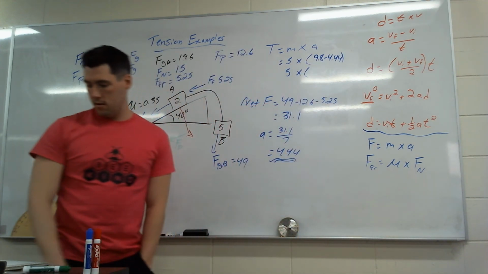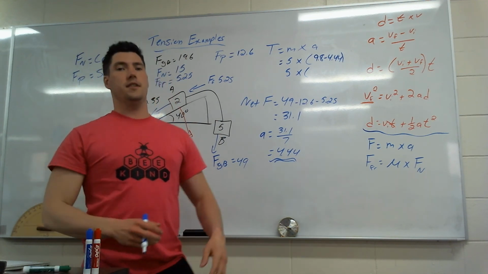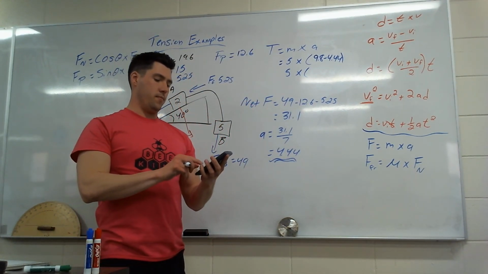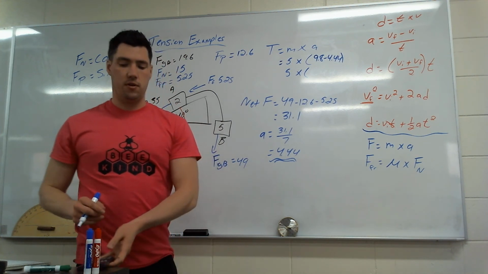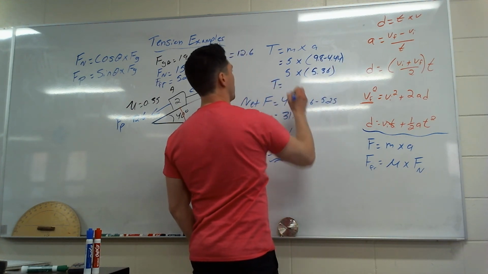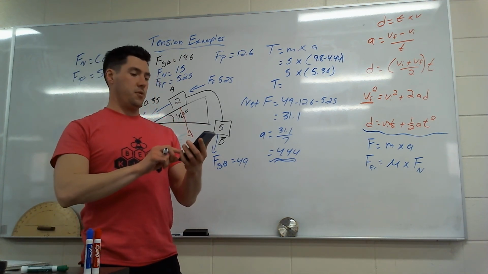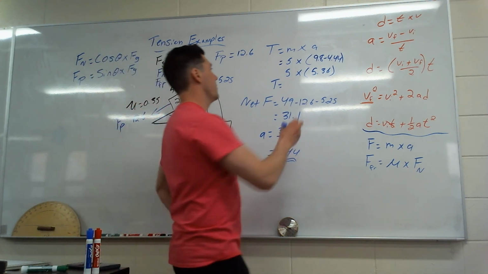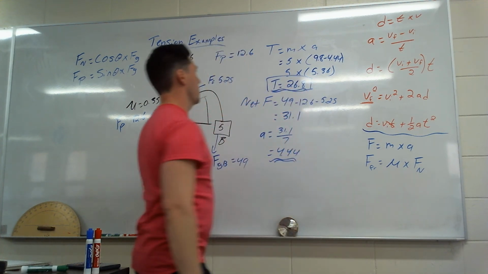I'll do that with my calculator. 9.8 minus 4.44, and I get 5.36. And tension equals 5 times 5.36, which is 26.8. And so there's my tension for this one.